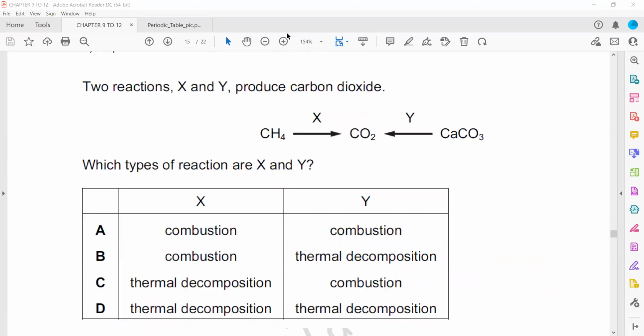Two reactions, X and Y, produce carbon dioxide. Which type of reaction occurs? We have methane, CH4, a hydrocarbon. How will methane produce carbon dioxide? By complete combustion. Combustion of methane gives carbon dioxide, so this is called a combustion reaction. Calcium carbonate undergoes thermal decomposition, or breakdown, to produce carbon dioxide. So B is correct, where X is combustion and Y is thermal decomposition. By the action of heat we break down the compound, so we call that thermal decomposition.